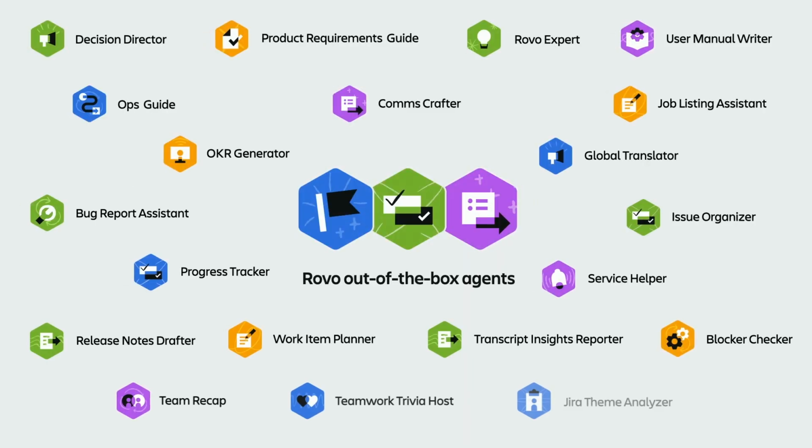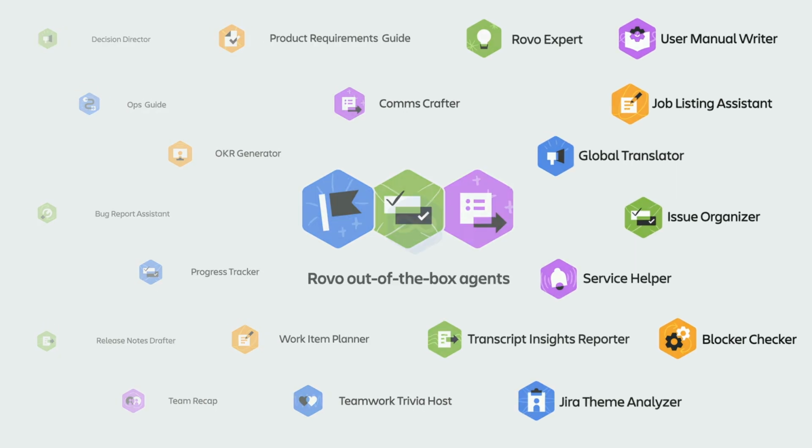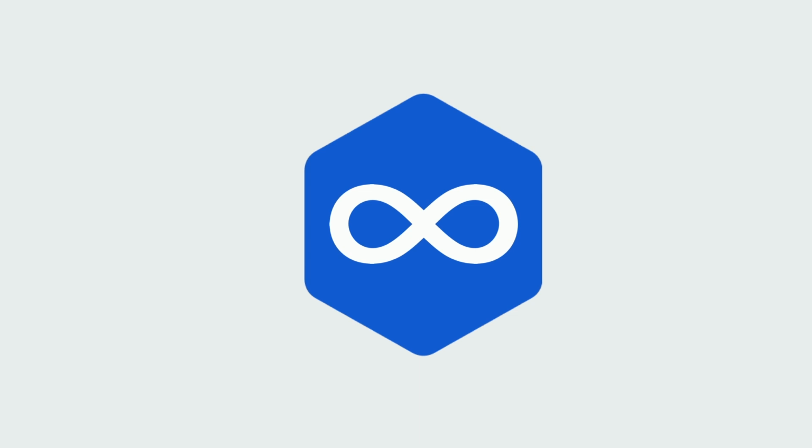When you trial or purchase Rovo, we give you 20 out-of-the-box agents, and we also have 15 ecosystem agents available in the marketplace that you can install yourself. These agents are common use cases across any organization or industry, and they provide inspiration for what is possible within the agents you can build yourself. But you don't stop at those 20 agents.